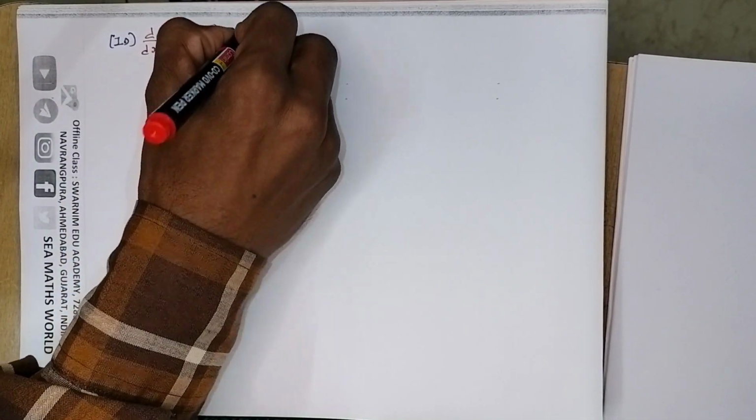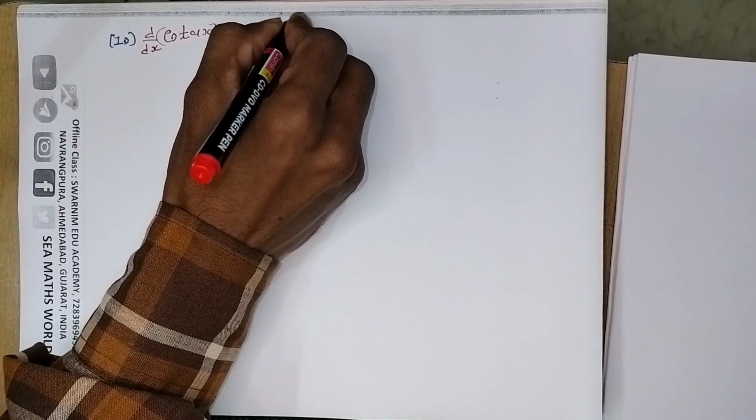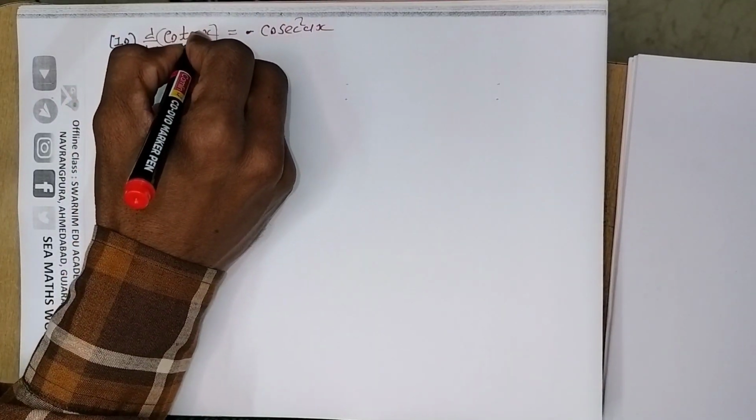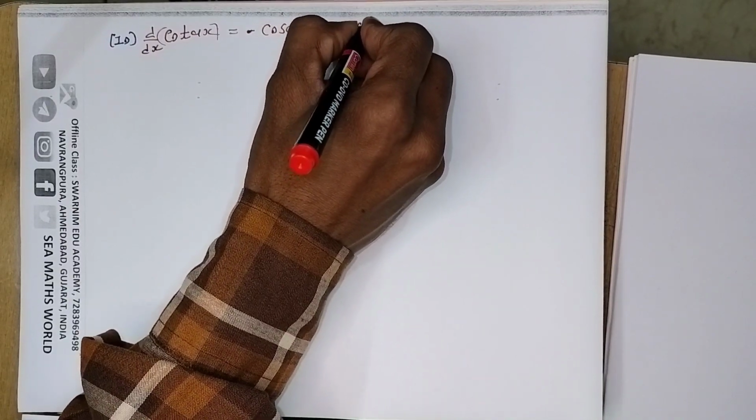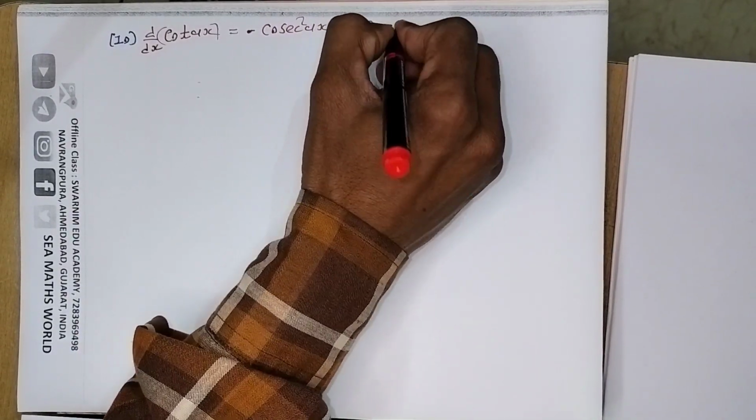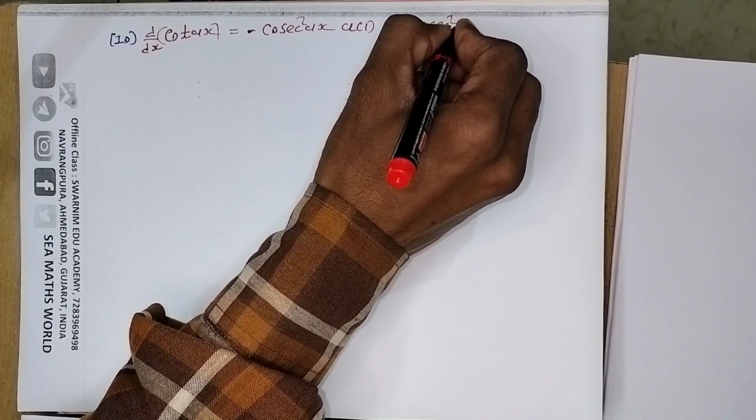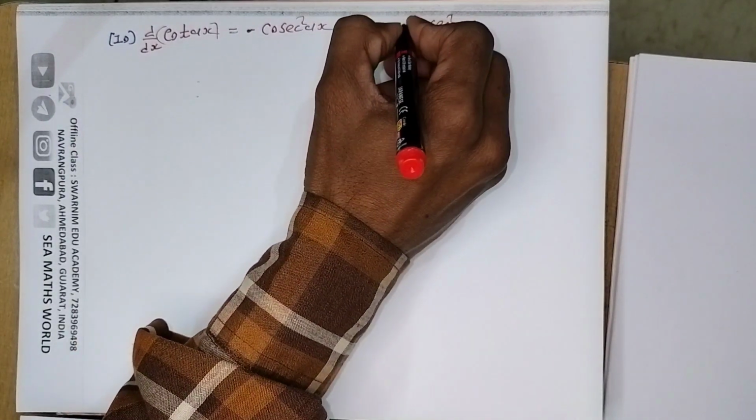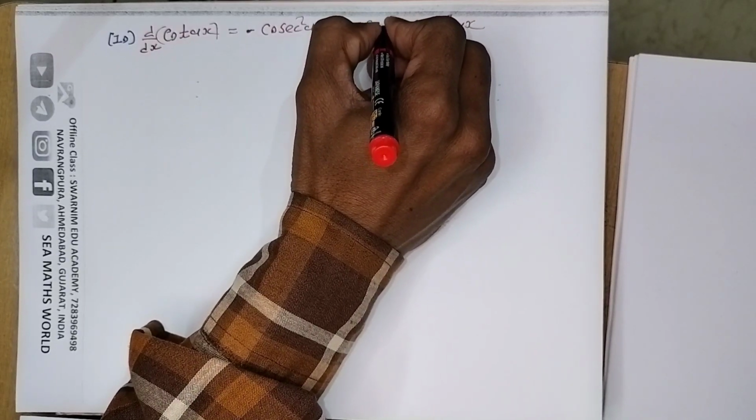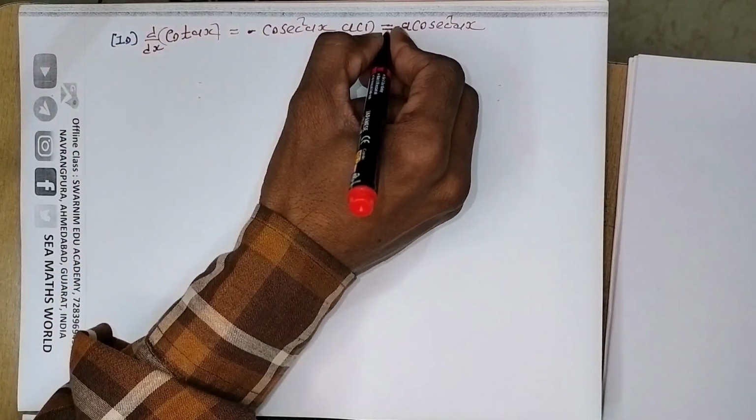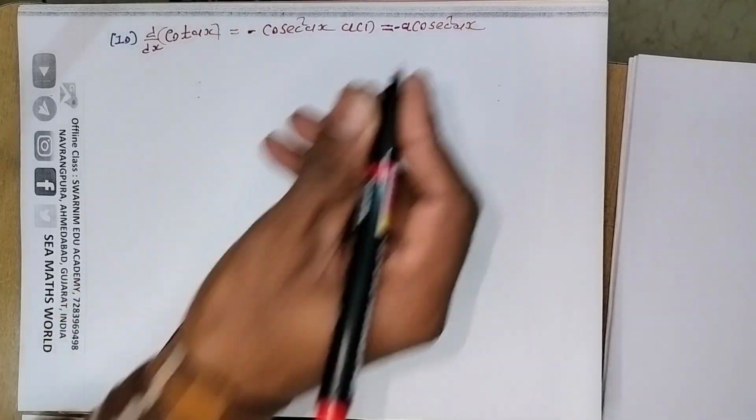Now our next formula is formula number 10. Differentiation of cot ax is equal to minus cosec square ax. Then differentiate the angle. Here it is ax, so a and x differentiation will become 1. So finally minus cosec square ax into a, we can write here. So differentiation of cot ax is equal to minus a cosec square ax.